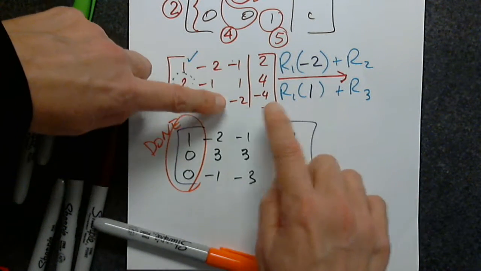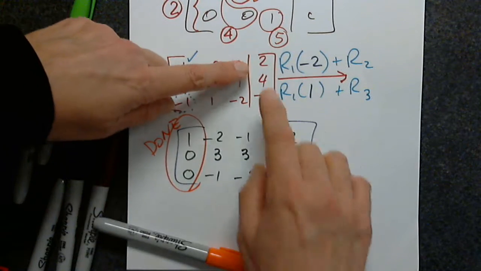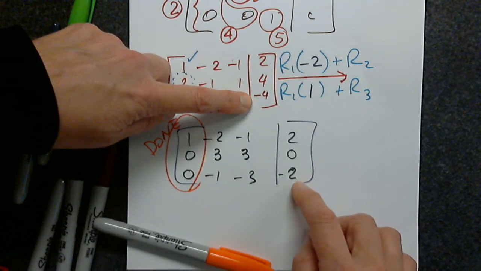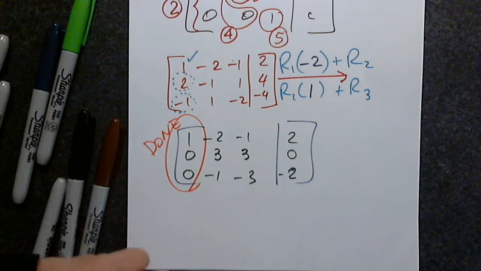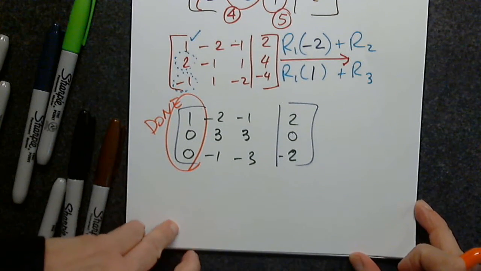-1 times 1 is -1 minus 2 is -3. And then +2 minus 4 is -2. So this is already accomplished. Where am I now? Yes, please, Krista?